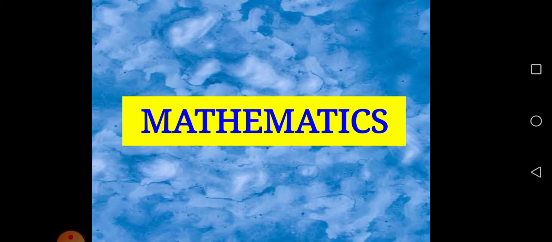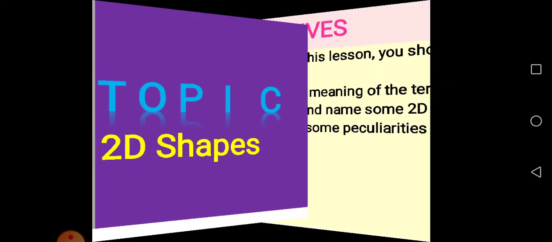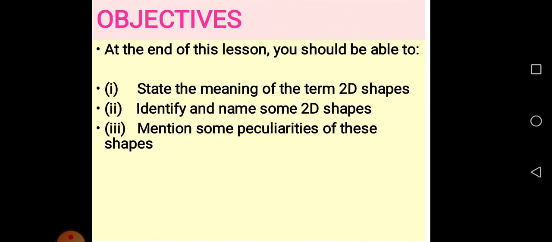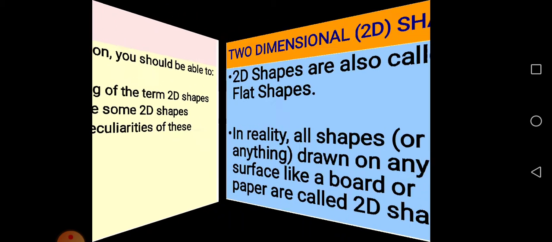Guess what we'll be having in mathematics today? 2D shapes. I want you to focus on these three major objectives. At the end of this lesson, you should be able to state the meaning of the term 2D shapes, identify and name some 2D shapes, and mention some peculiarities of these shapes.